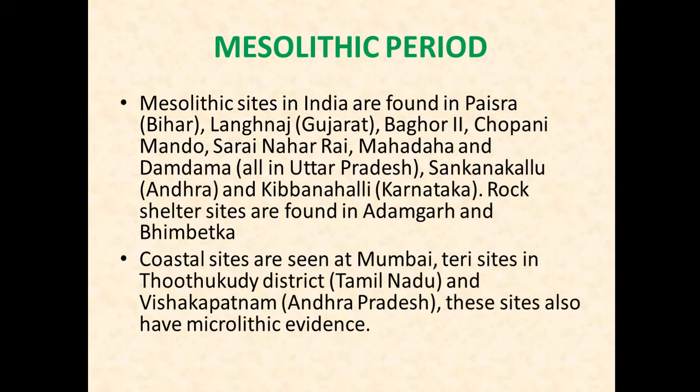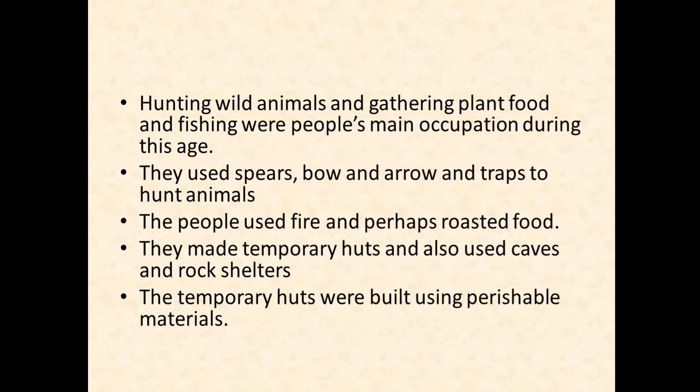Then other coastal sites. Coastal sites which had evidence for the Mesolithic period include Mumbai, Terai sites in Thoothukudi district of Tamil Nadu, and Visakhapatnam in Andhra Pradesh. There is evidence that the Mesolithic people used a lot of microlithic stones or weapons. Hunting wild animals, gathering plant foods and fishing were the people's main occupation during this period.